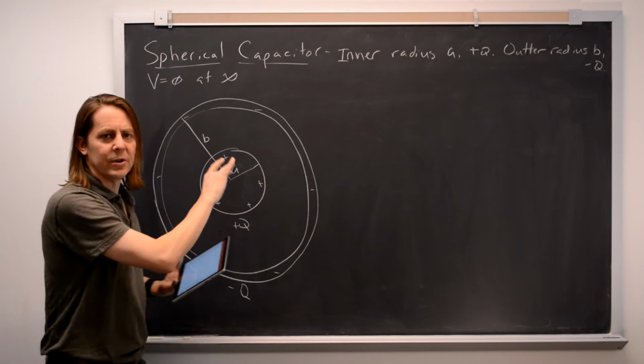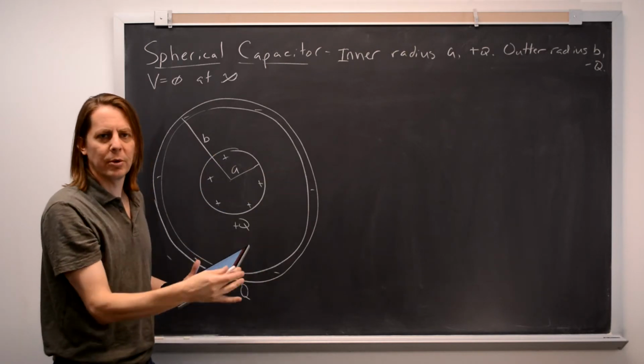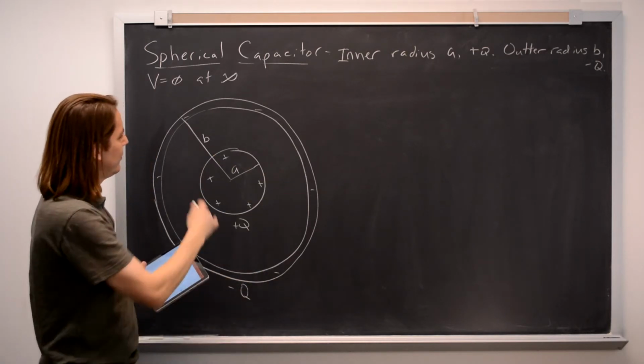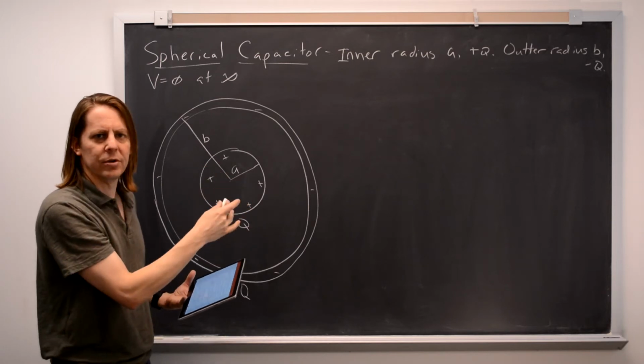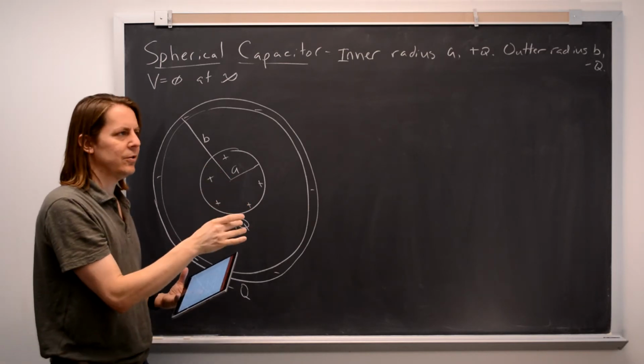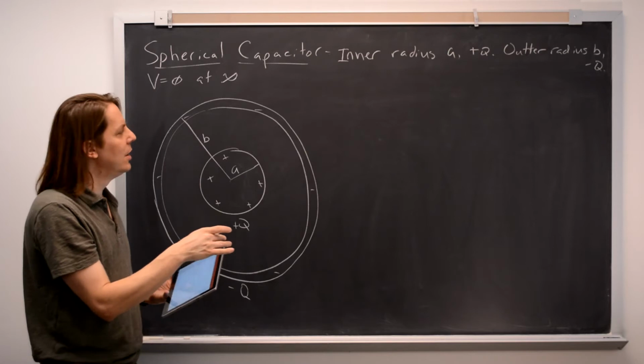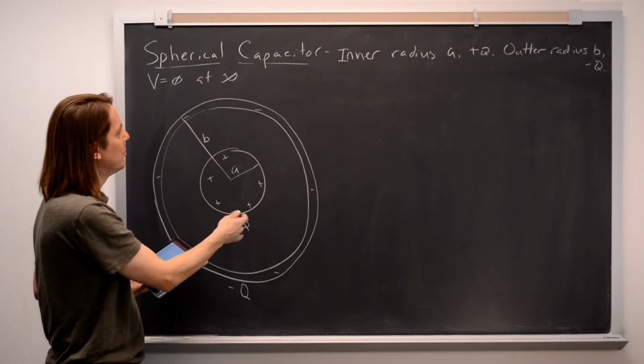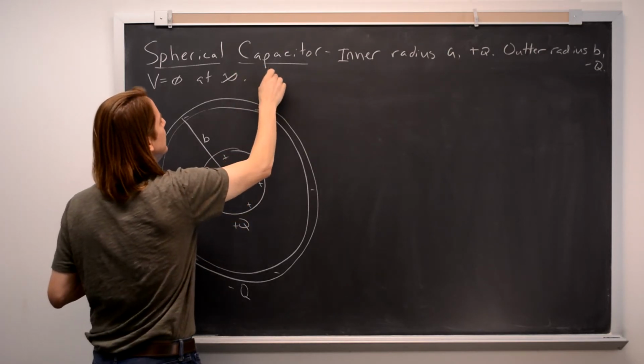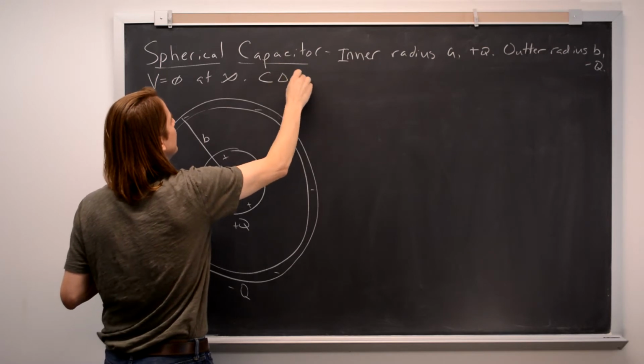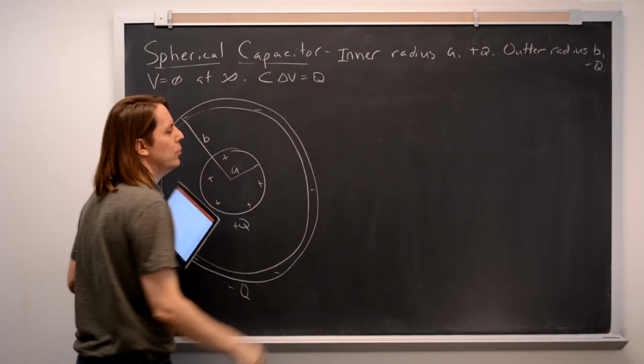We're going to consider the potential at infinity to be zero, like we always do with point particles. And when you have a capacitor, it's really just two conductors near each other with some potential difference and some opposite charge. So we've actually been given the charge. To get the capacitance, we really just need to keep in mind that C delta V equals Q.